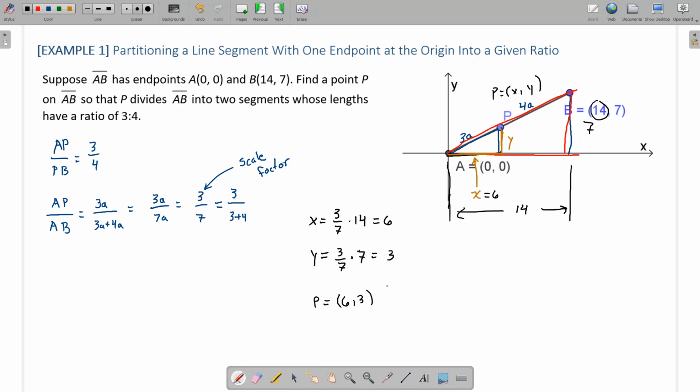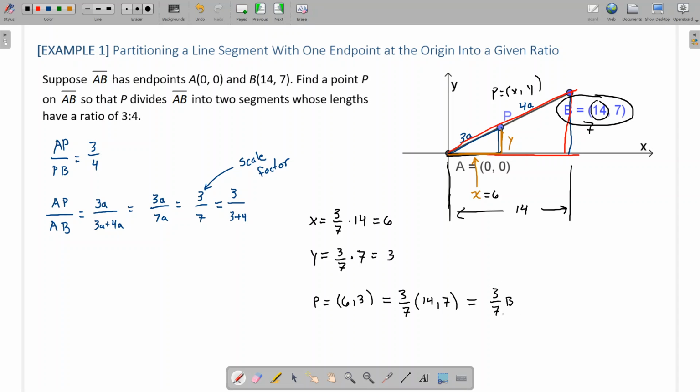Now let's break down what we really did to get this. There's a different way of writing this. You could think of it as we just applied an operation on the point B itself. What we did is we took the scale factor, 3/7, and we multiplied it by the point (14, 7). And when I say multiply, I mean we multiplied each coordinate. So what we really did was 3/7 times the point B.